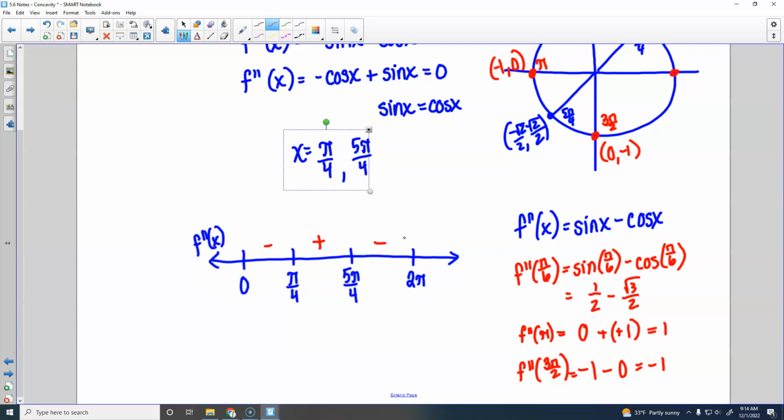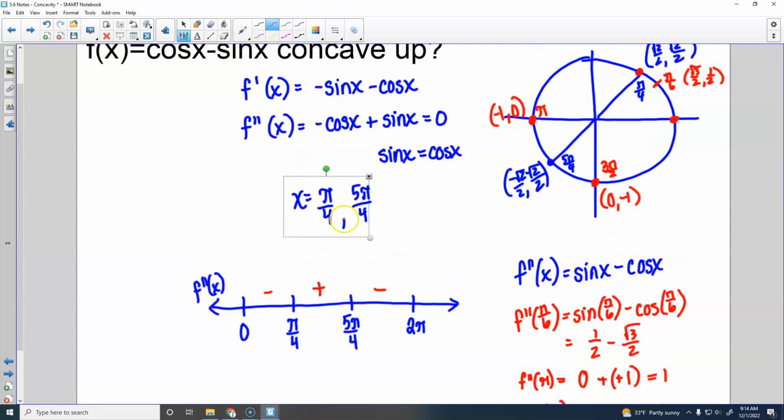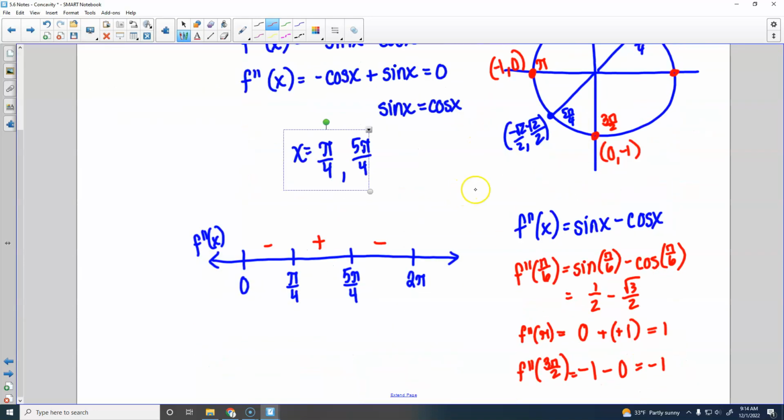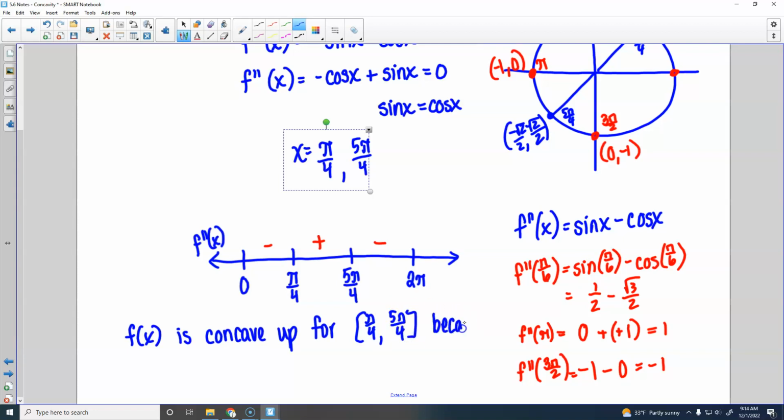Is everybody okay here? All right, what did it ask us for? Concave up. So we would conclude that f of x is concave up for pi over 4 to 5 pi over 4, because f double prime of x is greater than or equal to 0 on that interval.